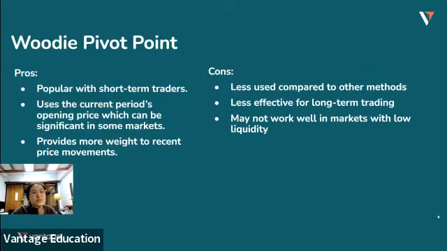Next we have the Woody pivot point. This is more popular for short-term traders, like day traders. It uses the current period's opening price, and it also provides more weight to recent price movements instead of long-term price movements. So what are the cons? It's less used compared to the other methods, less effective for long-term trading, as we mentioned earlier, and it may not work well in markets with low liquidity as well.